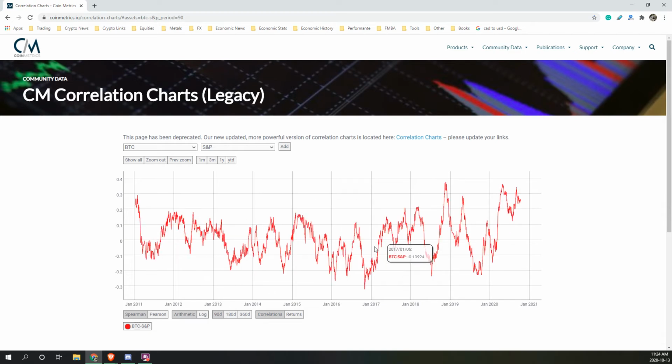And then on the 90-day, we're struggling to break around 30% or 0.3 in positive correlation, which is pretty positively correlated. It goes up to a full 1 or 100%. So if we are going to break that 30% zone, we're going to probably make it to the 40s or even potentially the 50s, which is very positively correlated.